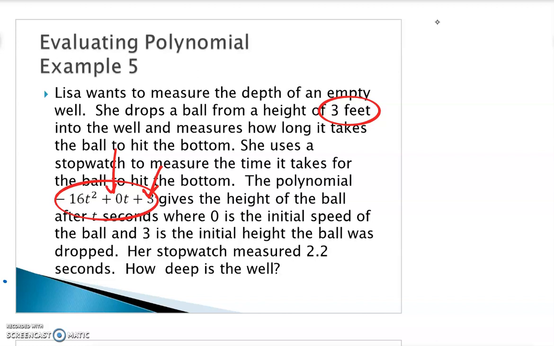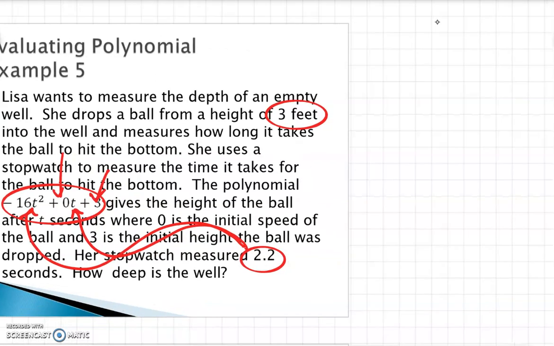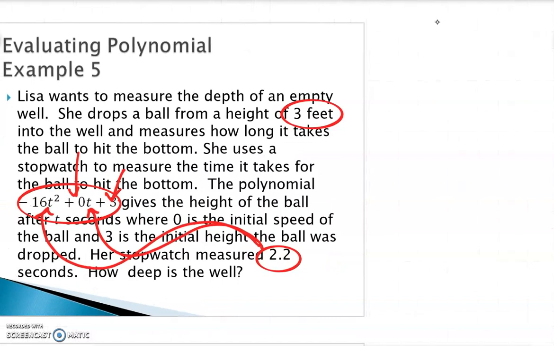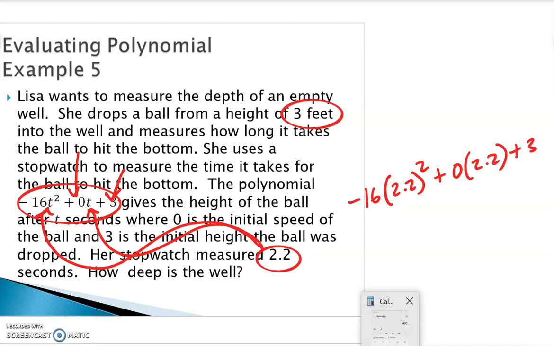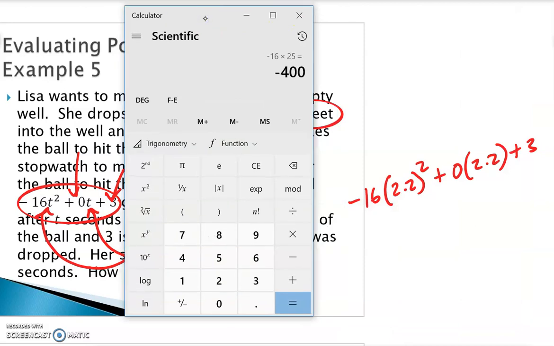Okay, so we need to plug in 2.2 seconds for t, which is time. And what that's going to do is tell us the depth of the well. So it's simply just plugging in and calculating. So we have negative 16 times 2.2 squared plus 0 times 2.2 plus 3. So notice we just plugged in 2.2 for t. So let's go ahead and calculate this. We're going to need to square 2.2. So 2.2 squared gives us 4.84.